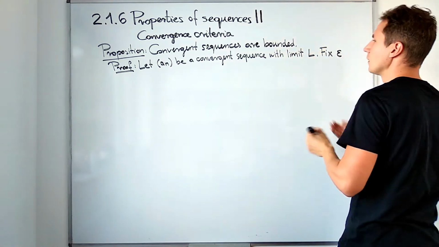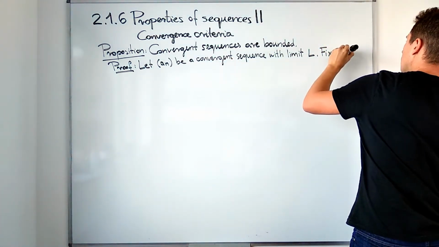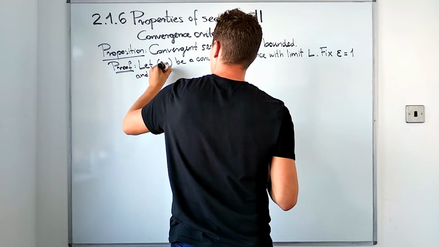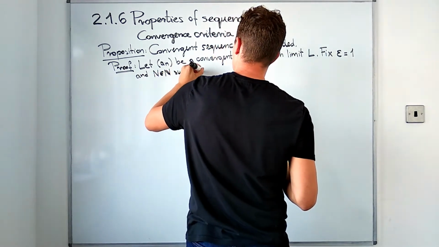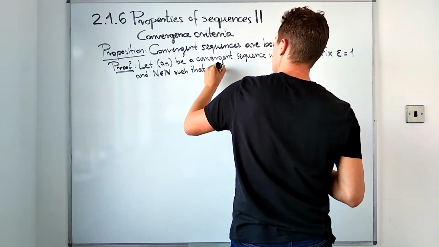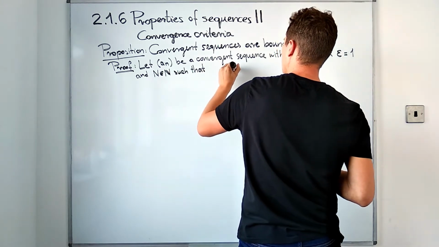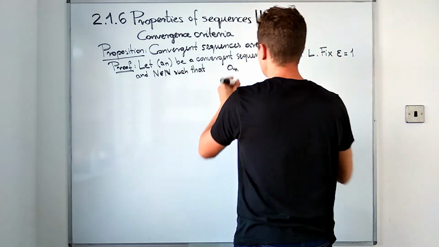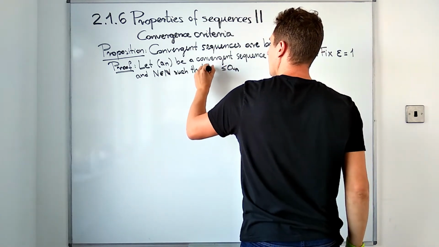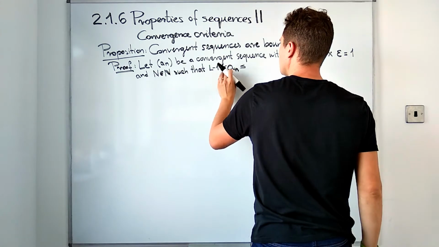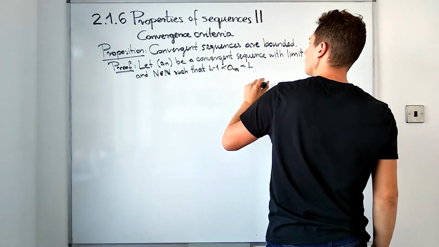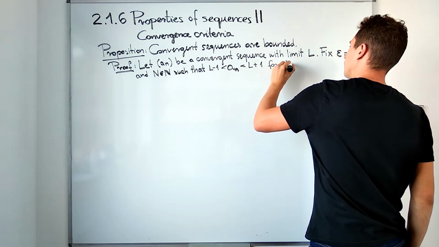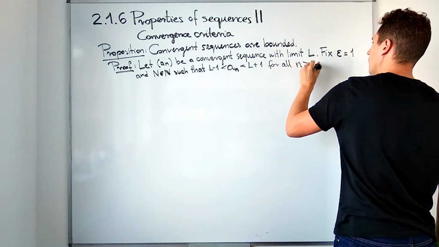Fix epsilon in the definition of convergence for this sequence to be equal to 1, and find the corresponding index, capital N, such that, and now I will use this different way of writing this crucial inequality, a_n should be strictly between L minus epsilon and L plus epsilon, with epsilon now being equal to 1, for all indices that come after capital N.